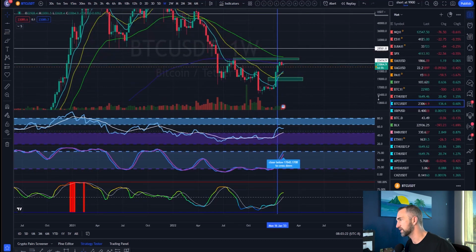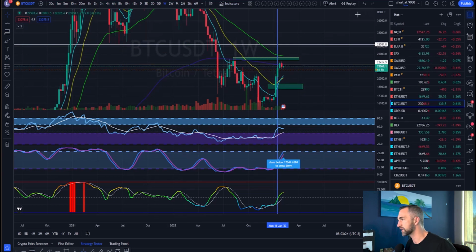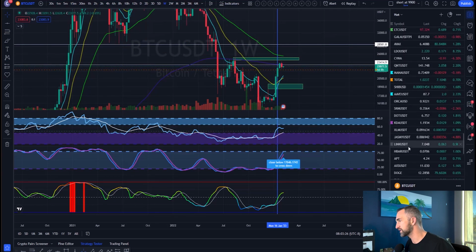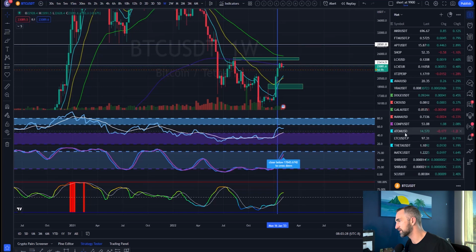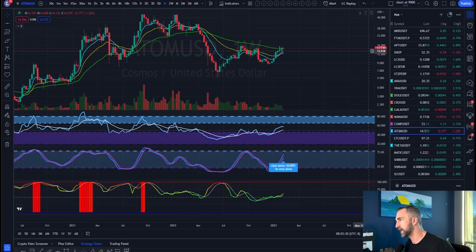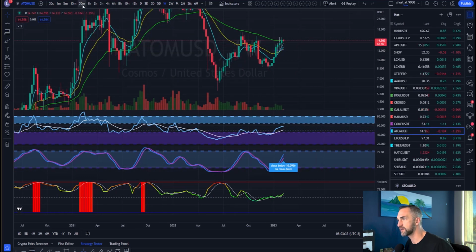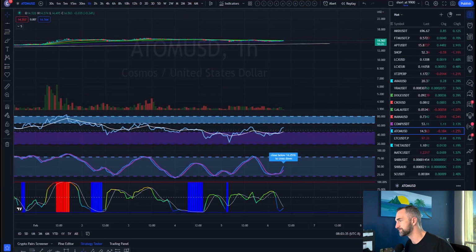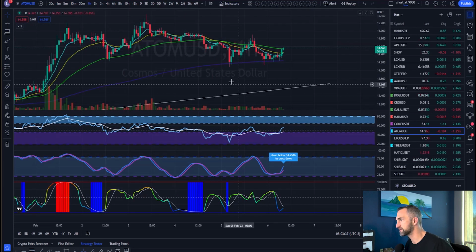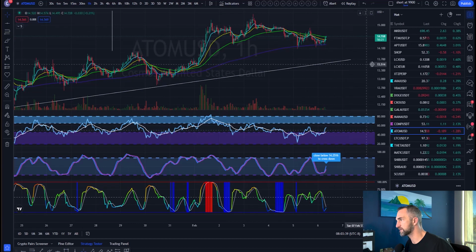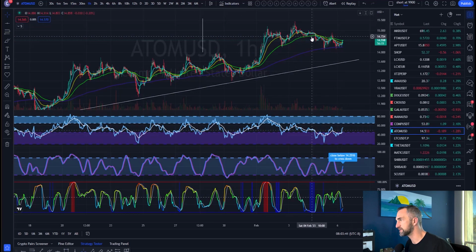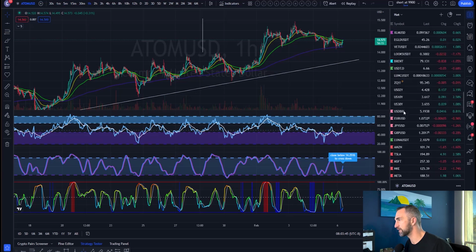Oh, 23,000. Bitcoin picking up. And I want to look at Adam really quick. Adam on the weekly, on the hourly. 1456, struggling to get back up above that green 55. But, anyways, back on to Bitcoin on November 9th.